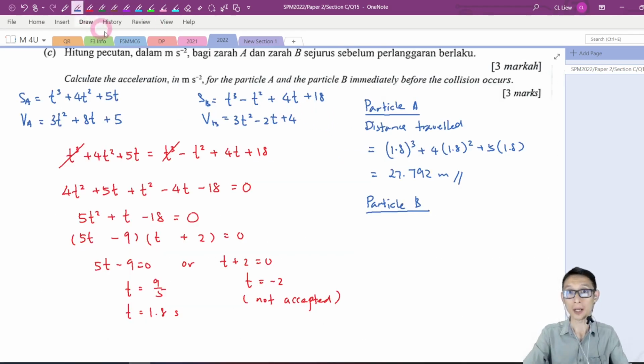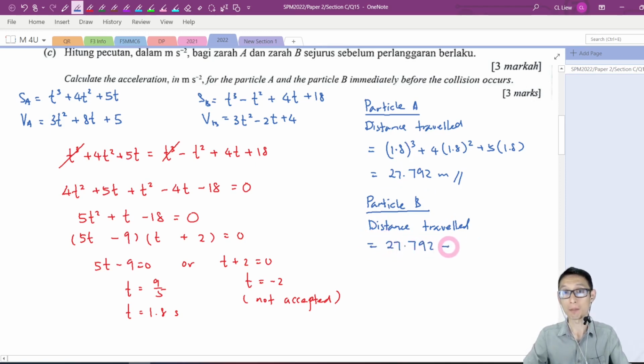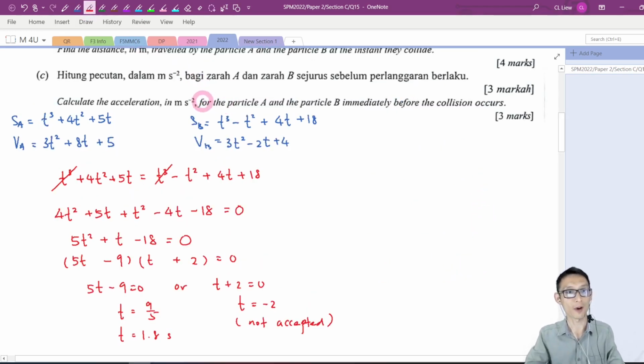To get the distance travelled by particle B, we just take the distance travelled by particle A, 27.792 minus 18, which is 9.792 meter. Now, let's go to the last part. Calculate the acceleration in meter per second squared for particle A and particle B immediately before the collision occurs.